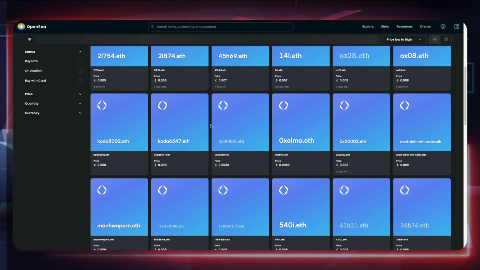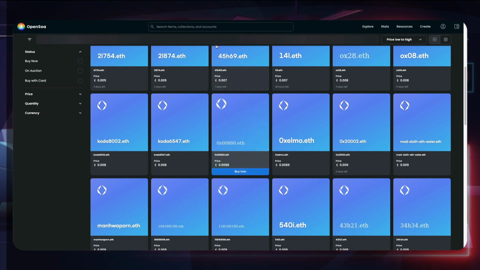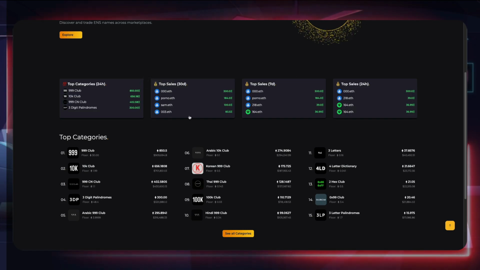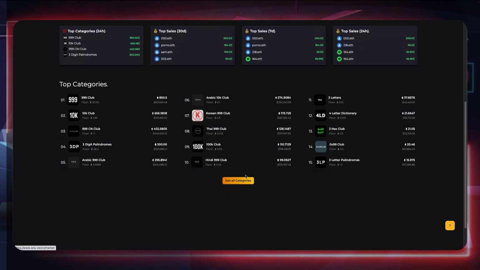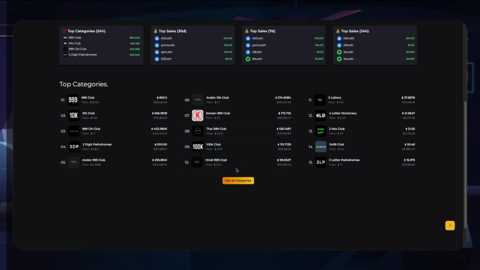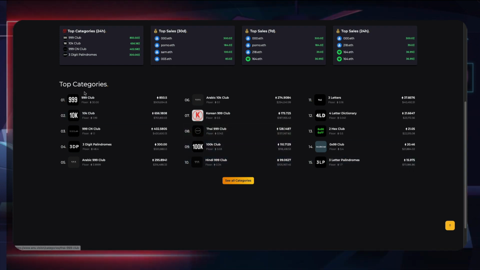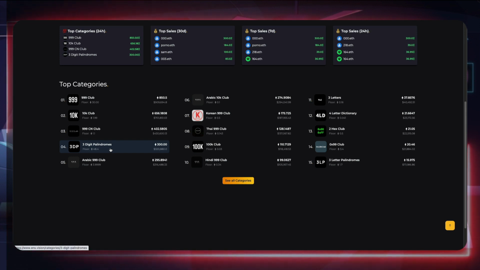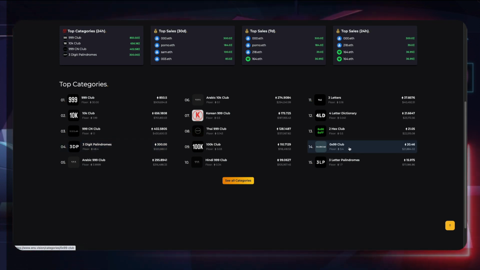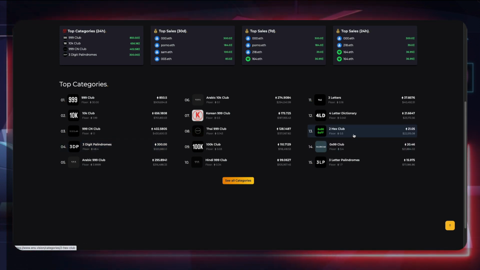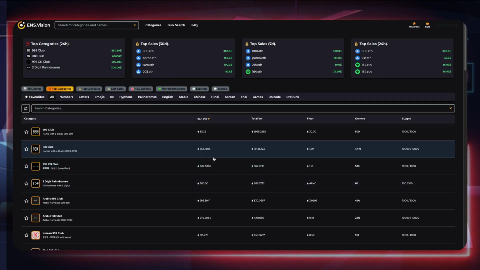They're not going to come out and be like, oh, that seems like that's a 3-digit under 100 in Thai. But what ENS Vision has done, they grab lists of things, they filter things into categories that are relevant to them. The Thai 99 Club, the 999 Club, 3-digit palindromes like 121, OX 99 Club, which is always so funny that that's big. And if we see all categories, there are so many different categories.